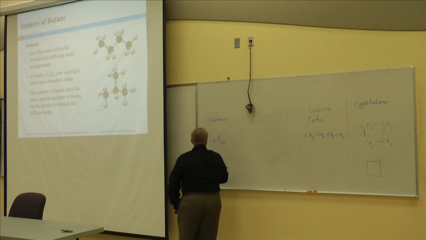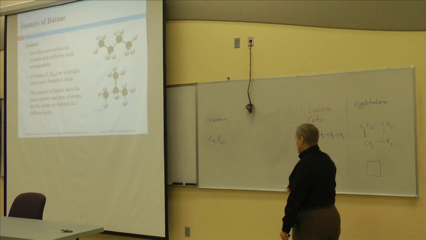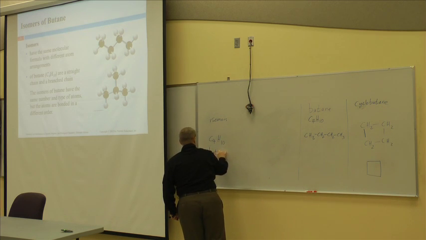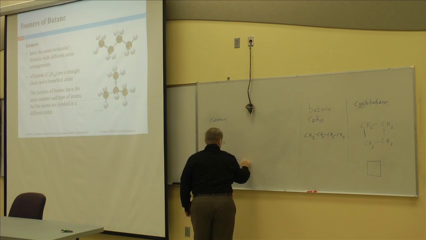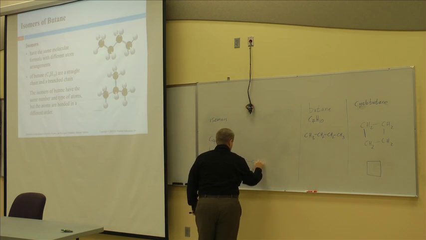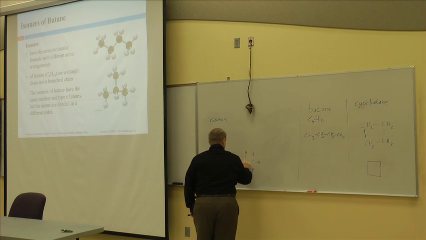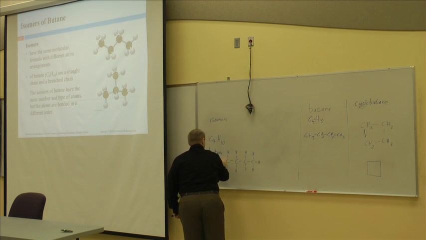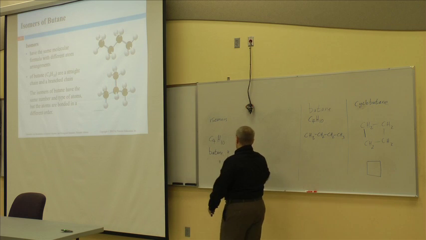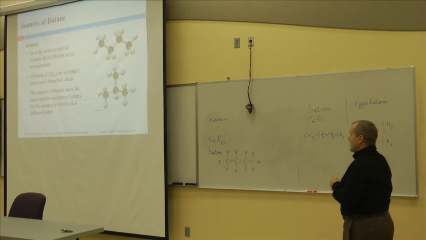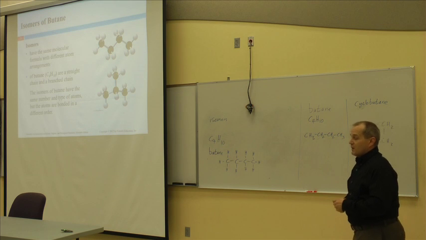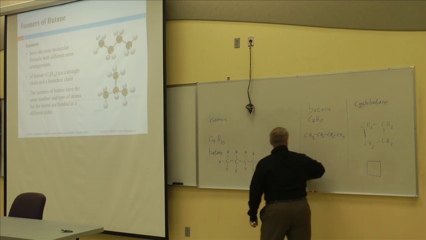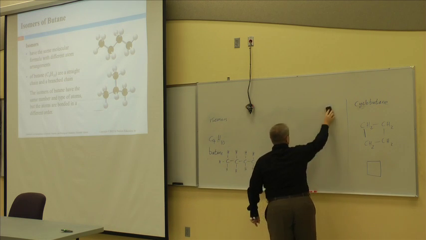C4H10. Now, C4H10, that's butane, right? So right now we would draw this. That's what everyone would draw at this point, C4H10. And you would be right. I would not mark that wrong. But there's nothing saying that it has to look just like that.